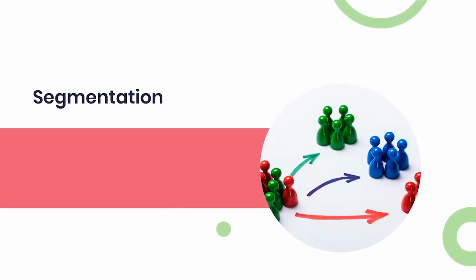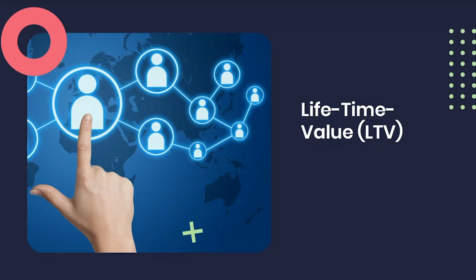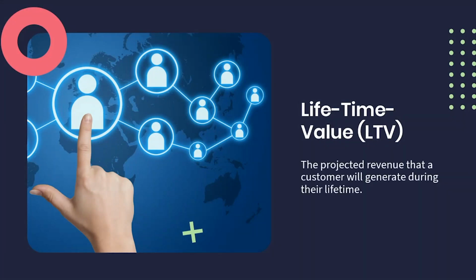The next term we would need to understand is segmentation, and this is basically grouping audiences together based on different criteria with the aim to target them with more relevant info or ads. So a very quick example would be when you want to target women with a more feminine ad and men with a more masculine ad. Let's just say that's an example of segmentation. Then lifetime value is the projected revenue that a customer will generate during their lifetime.